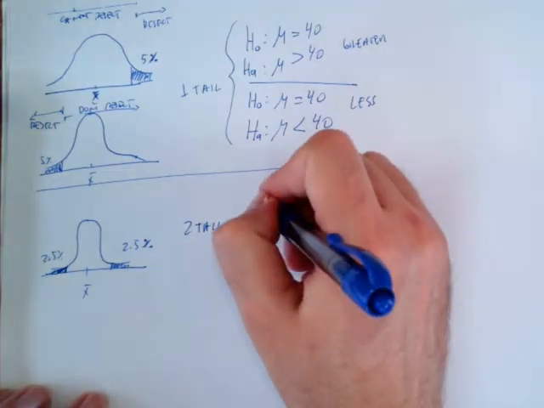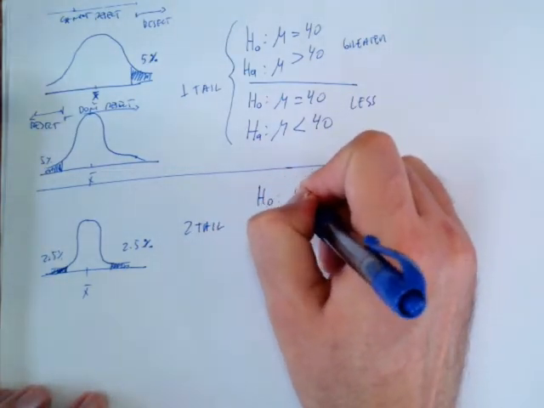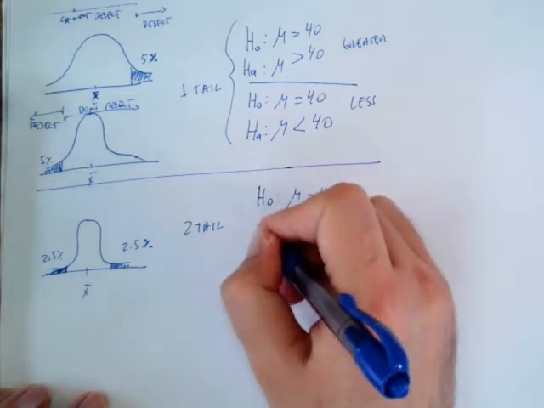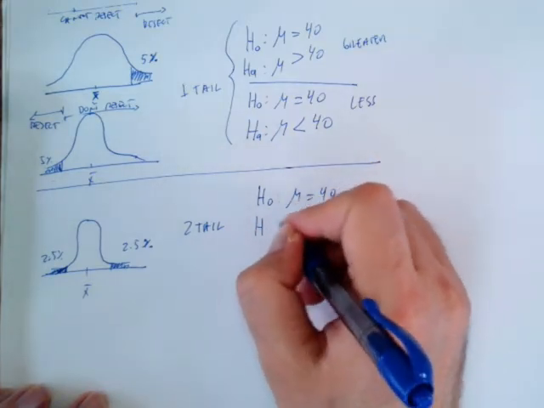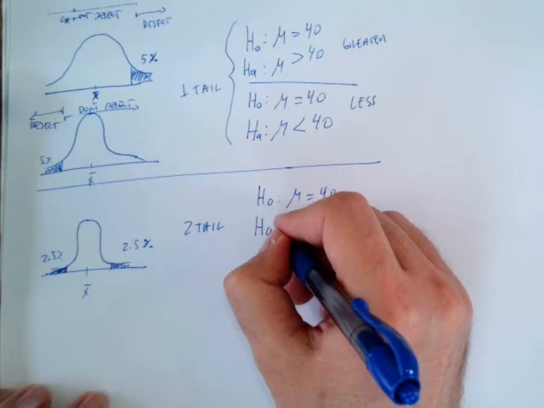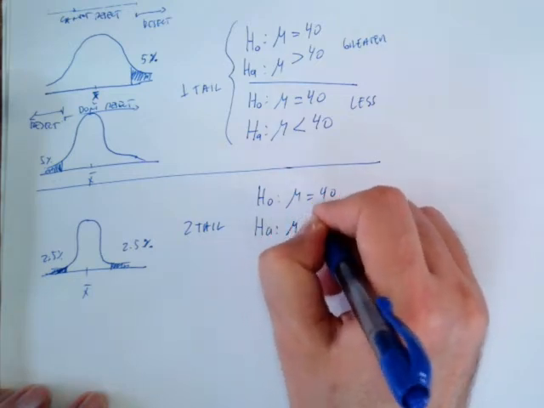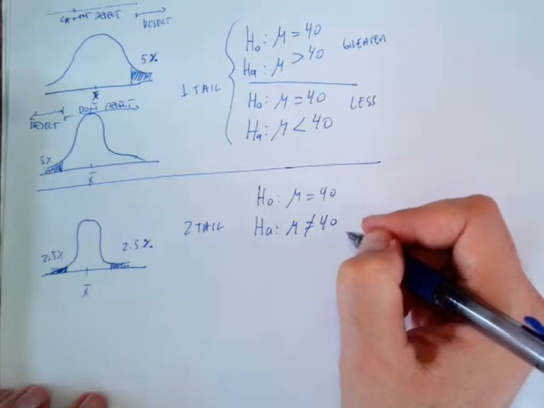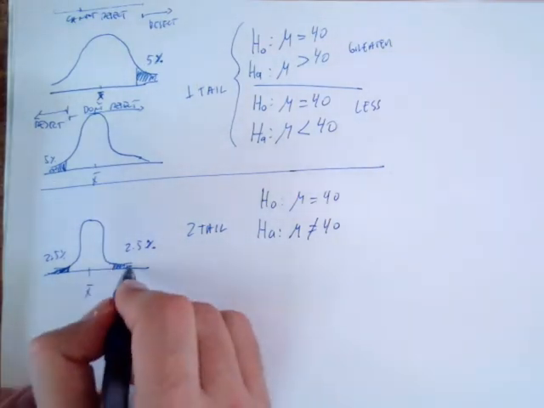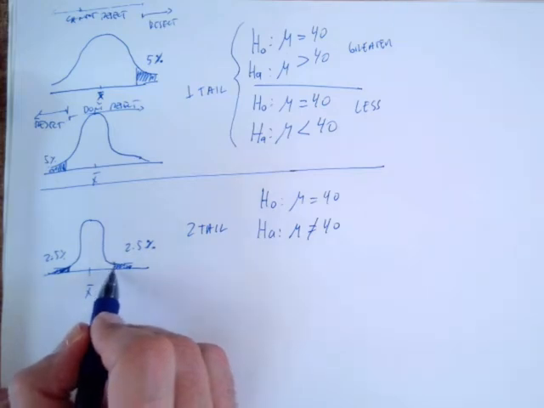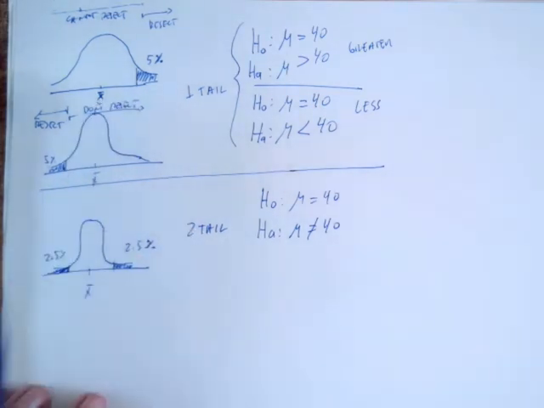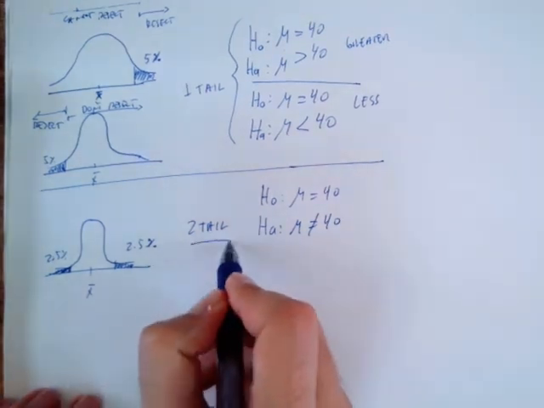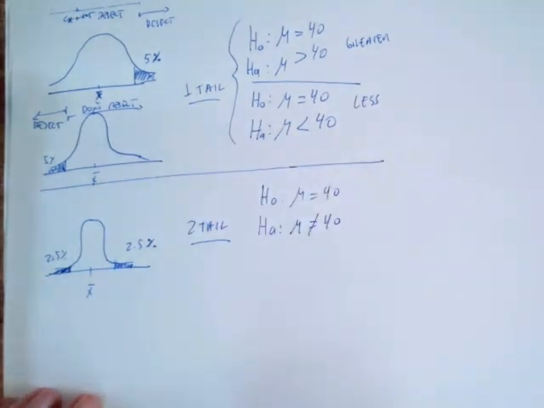In this case, my alternative is mu equals 40. Oh, sorry. My null is mu equals 40. My alternative is mu different than 40. Okay? And that's a two-tailed test. So you can see that the critical values for them, which is here, here, or here, or here, are different depending if I'm doing a one tail or a two-tail test. Okay? Does that make sense? Does that clear things up?